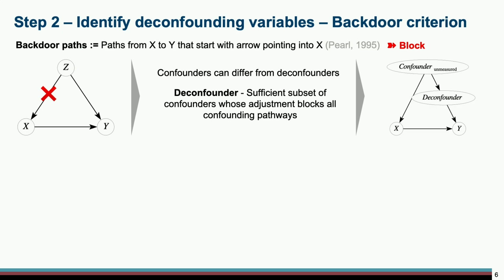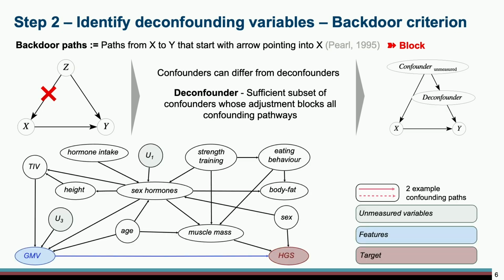even though you have not actively measured your confounder. If you have a look at our example DAG here, I just highlight two example confounding pathways. There are many more in this DAG, but just to not get it too crowded. One would lead from gray matter volume over sex hormones, muscle mass to hand grip strength. Another example would lead over age, sex hormones, sex to muscle mass.